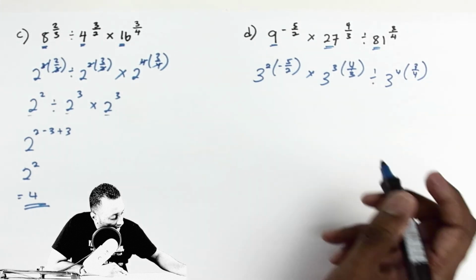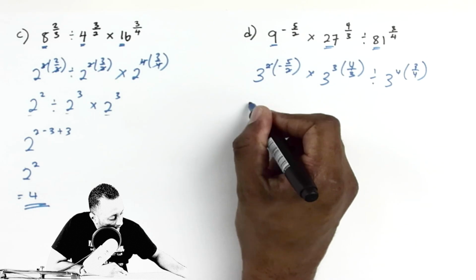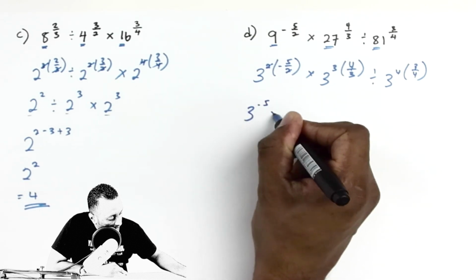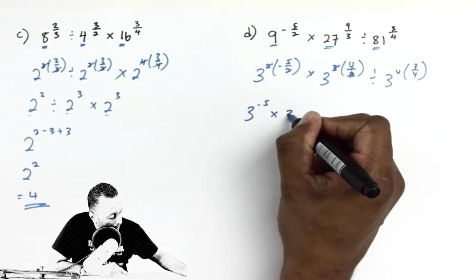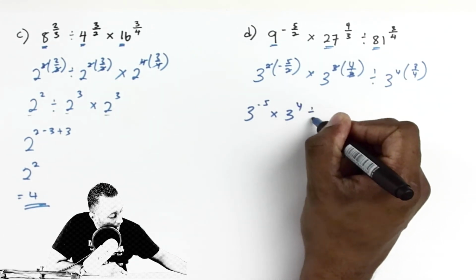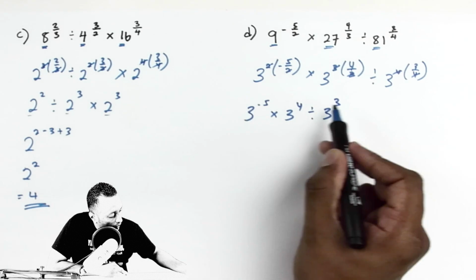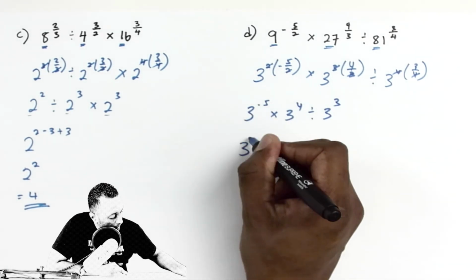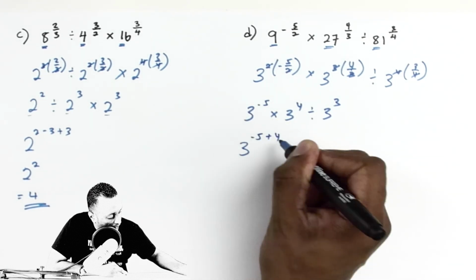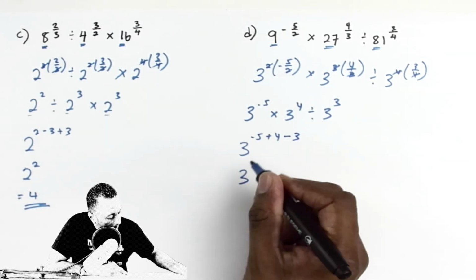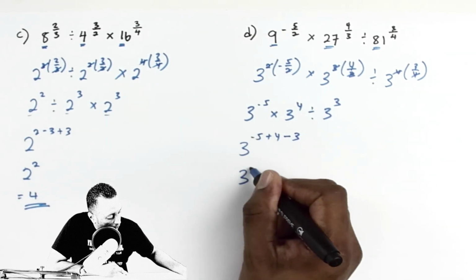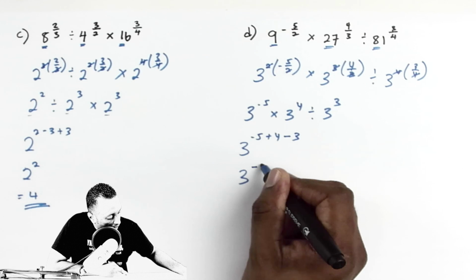So let's try to solve this now. So the 2 and 2 can simplify. 3 power negative 5 times 3 and 3 simplify. 3 power 4 divide by 4 and 4 you can simplify, you can get 3 power 3. So now we can do this. How do we do that? 3 power negative 5 times is plus 4 minus 3. So 3 power negative 5 plus 4 is negative 1 minus 3 is negative 4.